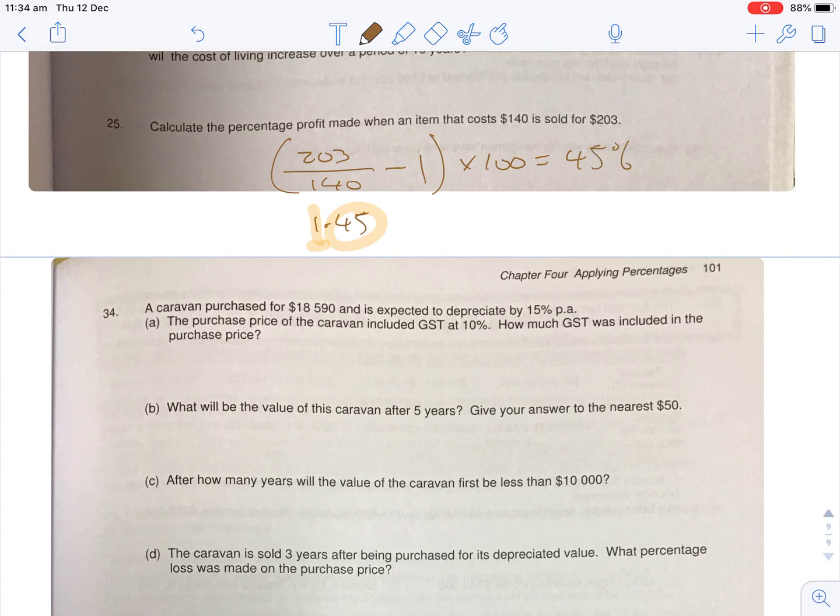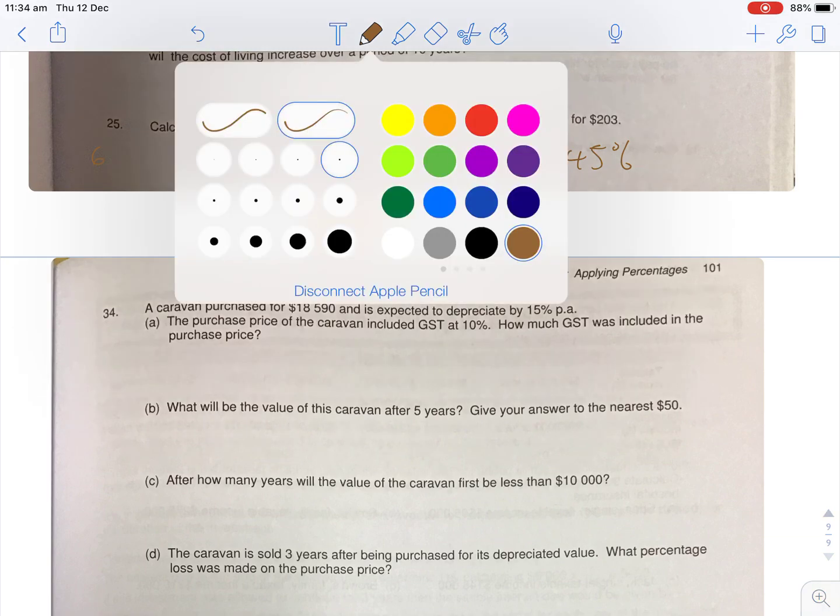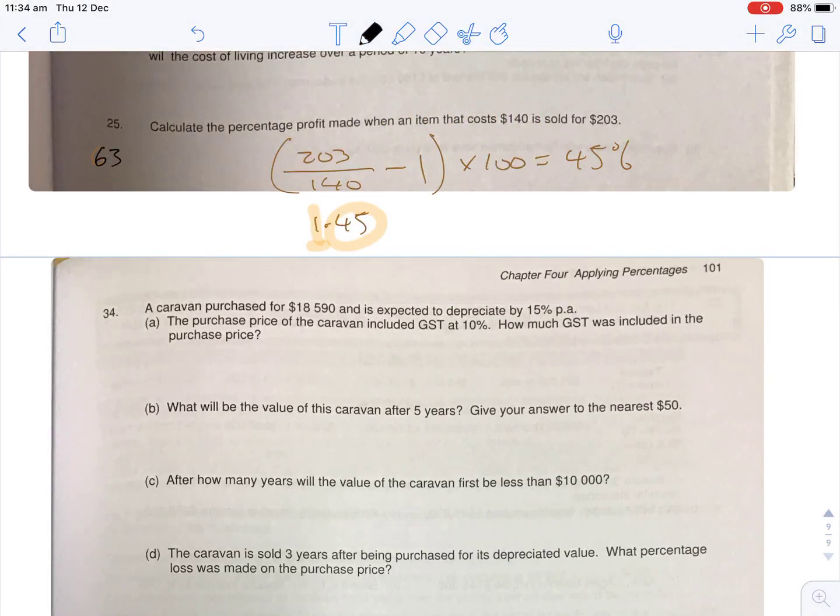Alternatively, you could have used that first formula that I did, when you go, what's the profit? So the profit here, 203 take 140, gives me 63. So if I use that rule, my profit was 63 divided by my starting amount, which was 140. So if you put that into your calculator, you get 0.45. And then, of course, timesing that by 100 gives you the 45%.